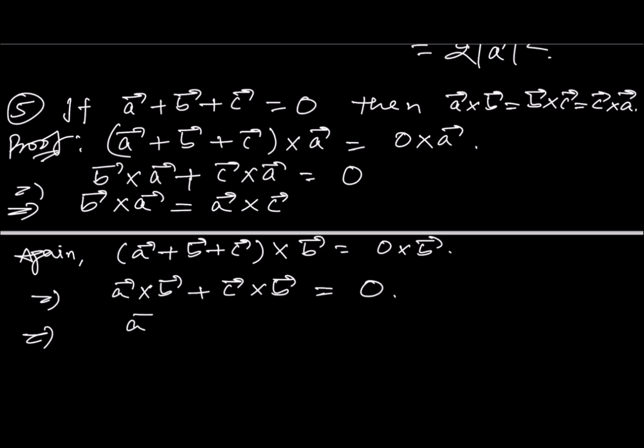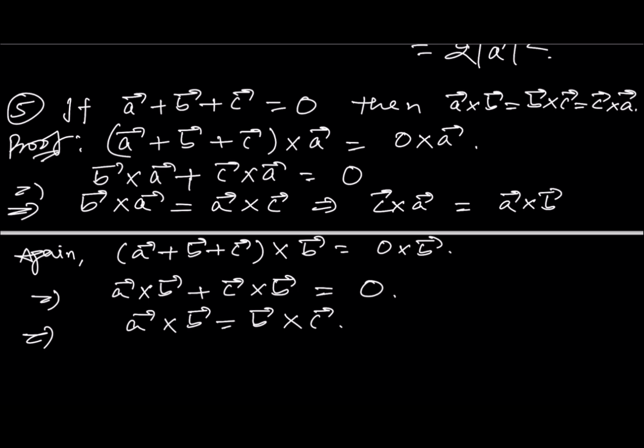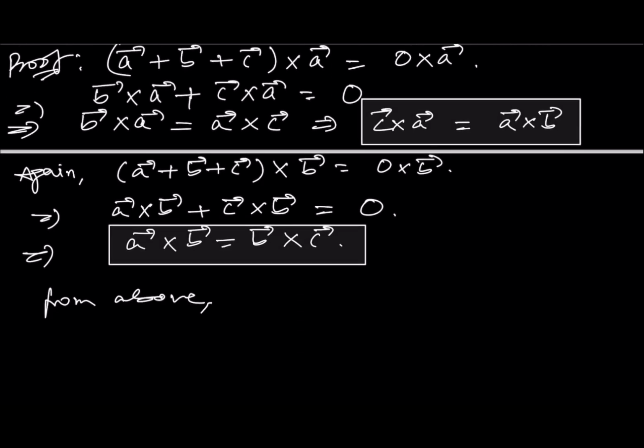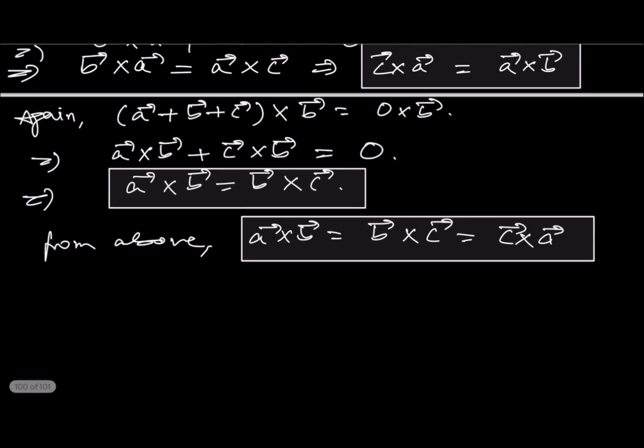So here it will become A cross B is equal to B cross C, right? In the above I can write C cross A is equal to A cross B also, right? So from this and this I can say A cross B is equal to B cross C is equal to C cross A. Okay, and that's the proof completed.